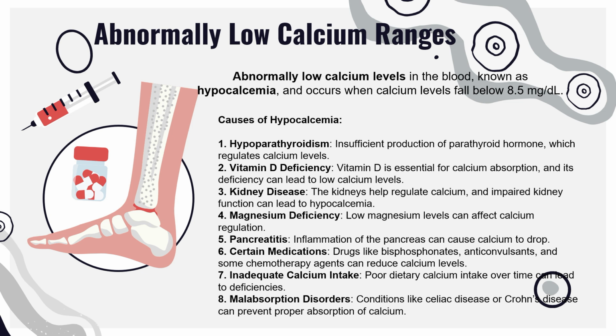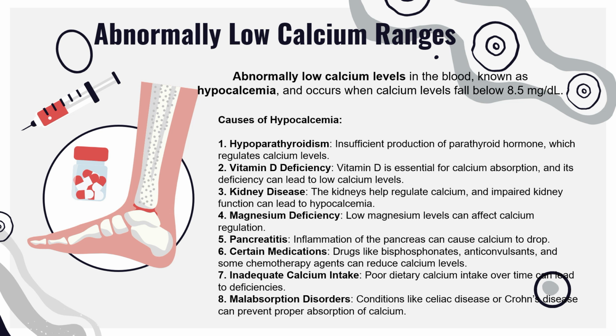At number 2, we have a vitamin D deficiency. Vitamin D is essential for calcium absorption, and its deficiency can lead to low levels of calcium in the blood. At number 3, we have kidney disease. The kidneys help to regulate calcium, and impaired kidney function can lead to hypocalcemia developing. At number 4, we have a magnesium deficiency. Low magnesium levels can affect calcium regulation, leading to lower than normal levels.